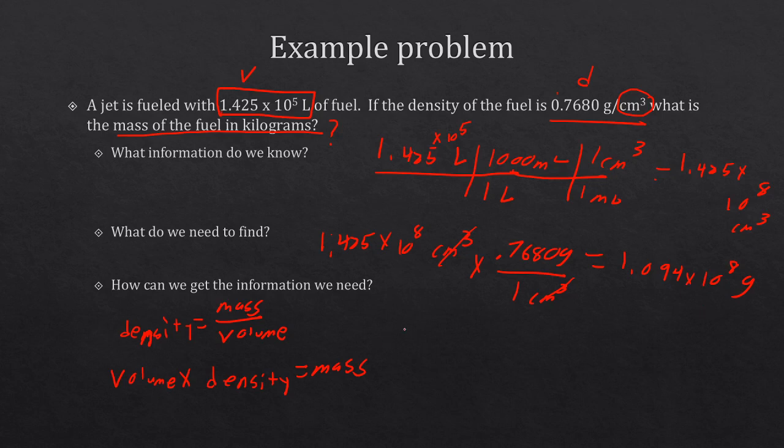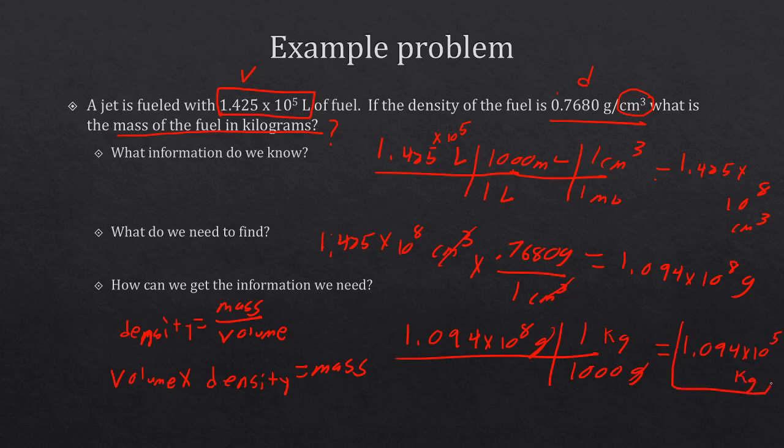But it asks for it in kilograms. So 1.094 times 10 to the 8th grams. We know that there are 1,000 grams per 1 kilogram. So we divide by 1,000, the grams cancel, and we're going to get 1.094 times 10 to the 5th kilograms. Note that I kept the right number of significant figures throughout. The problem had 4 sig figs, so that's what I used as I solved my problem.